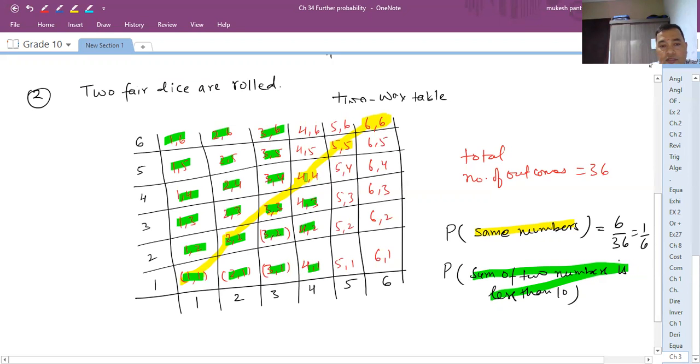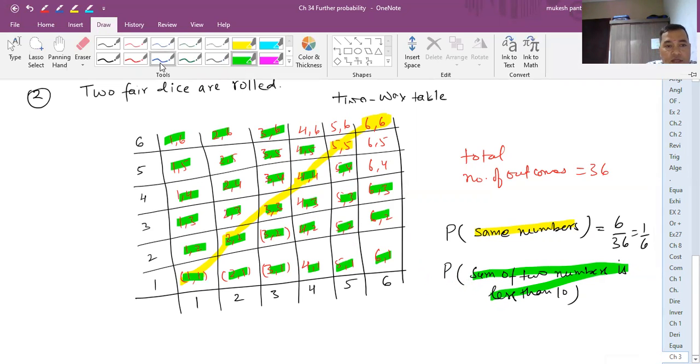Yes, this, not this, and this one, this. Okay, so we have these outcomes when the sum of two numbers is less than 10. So you can count again. I did it carefully.